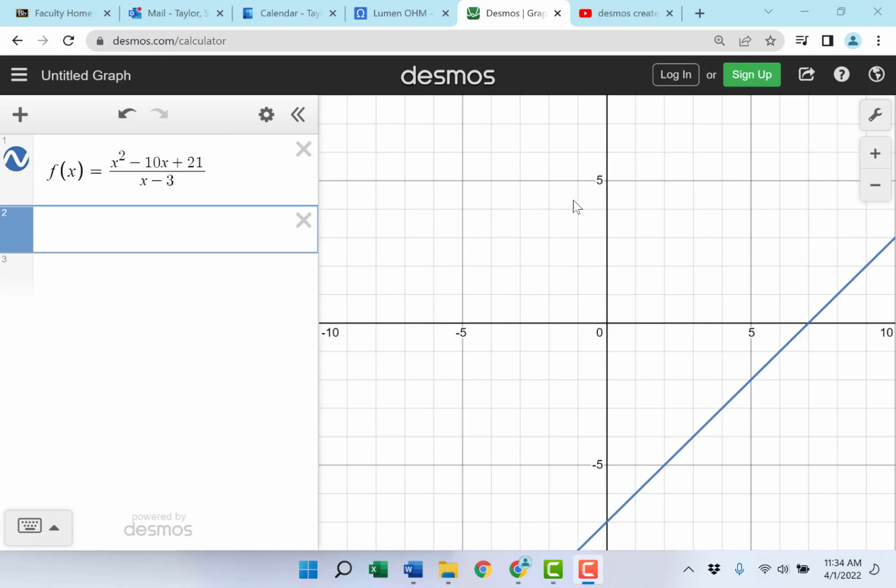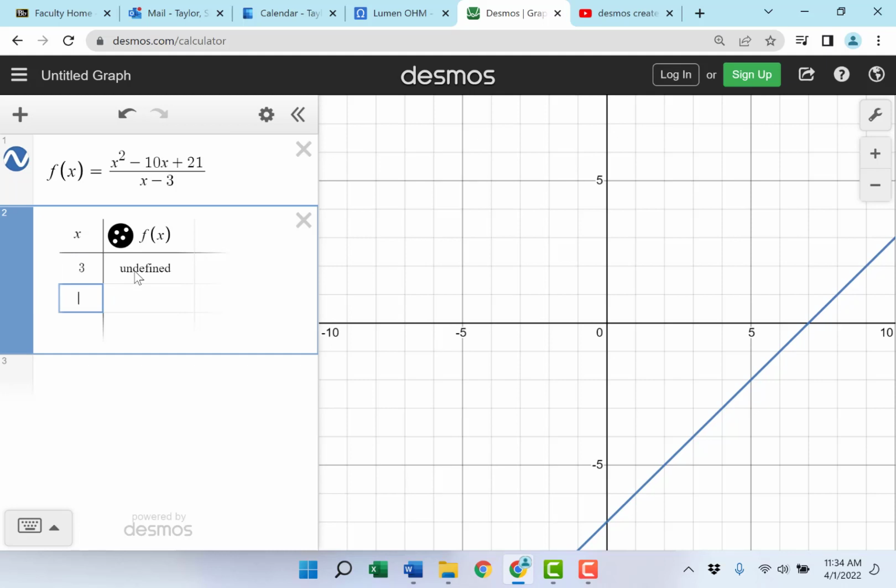I'm now going to go ahead and add an input-output table by hitting the plus sign and selecting table. I want to create a table that inputs x and outputs f of x, as we've already defined in Desmos. I'd like to explore the function near that undefined x value of x equals 3. Notice if you plug in 3, Desmos does return undefined because that would cause division by 0.